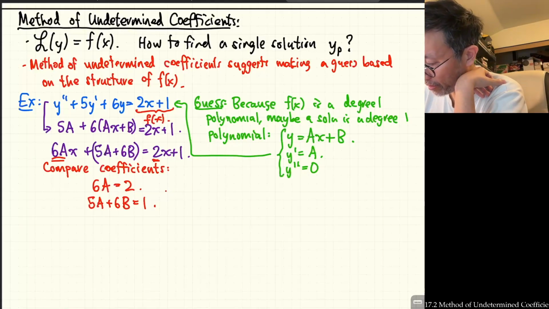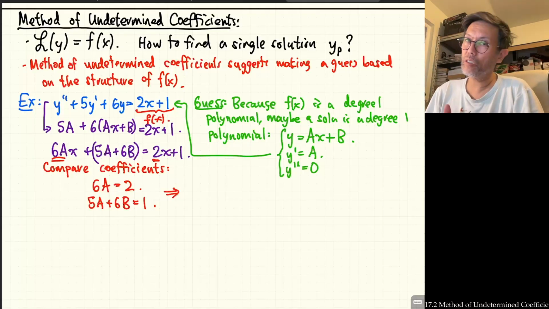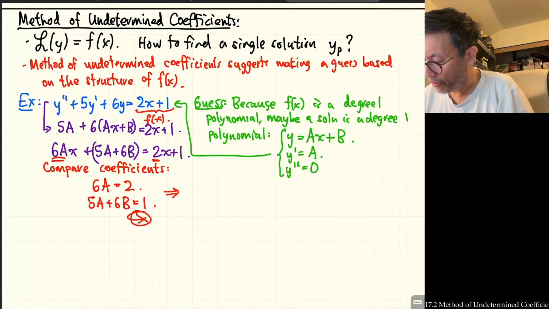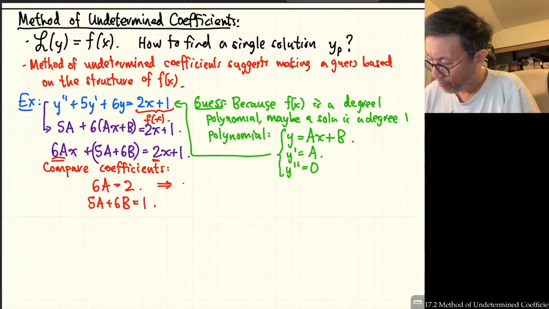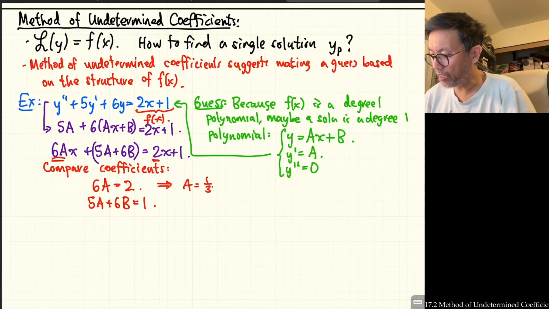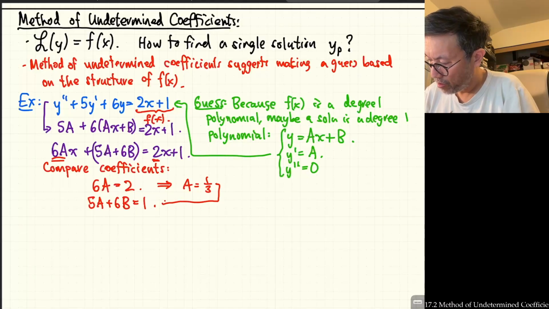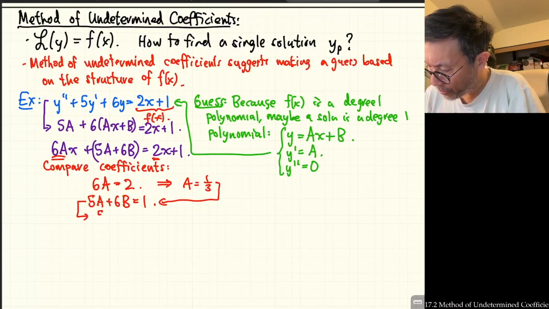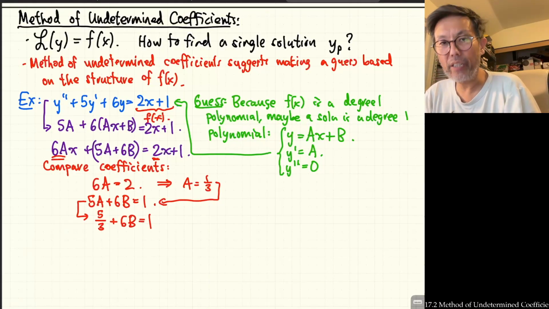So we can, from here, solve. It's really easy to solve this one. In general, it might take a little bit more work. We can solve this one so easily because we see from the first equation, for example, that a is equal to 1/3. And then once we know a is 1/3, we can plug that into the second equation. We can shove this fact into the second equation to learn that 5/3, or 5 times 1/3, which is 5/3, plus 6b is equal to 1.